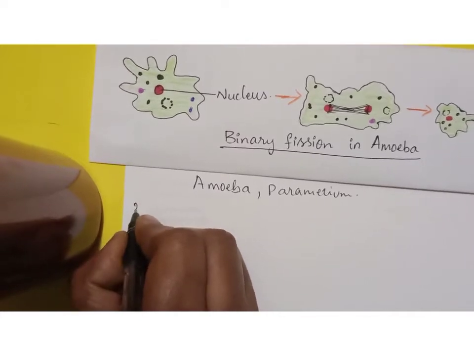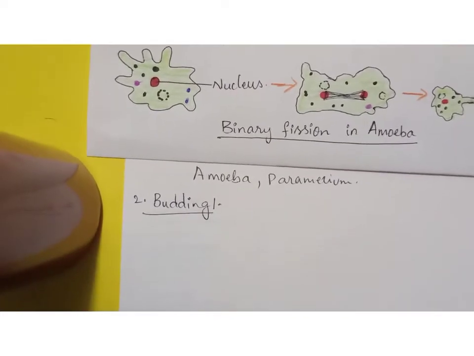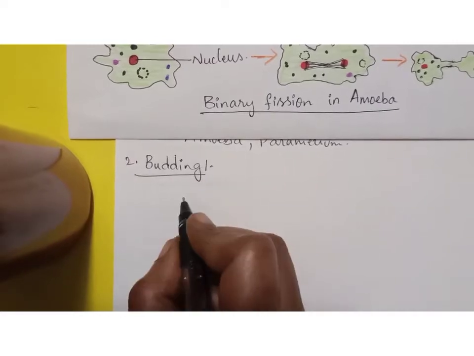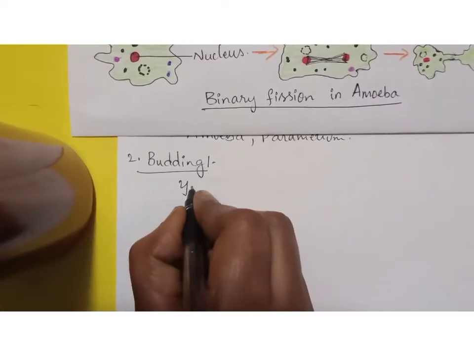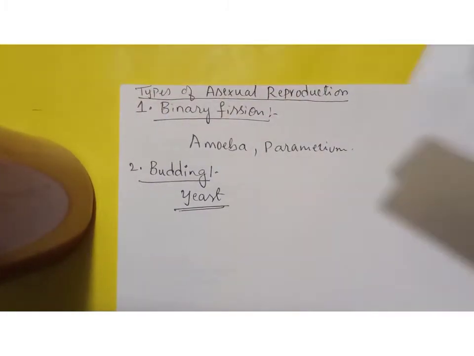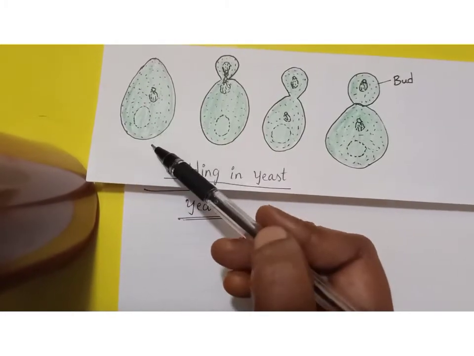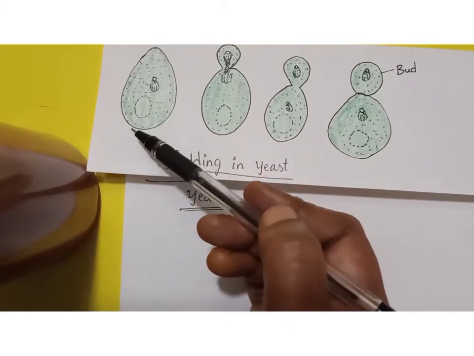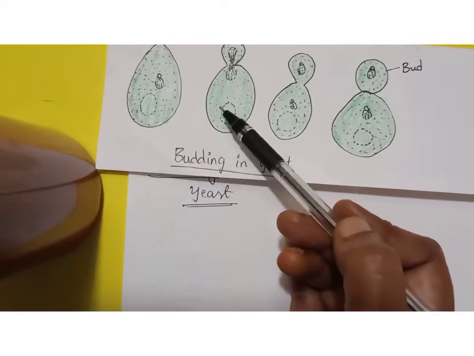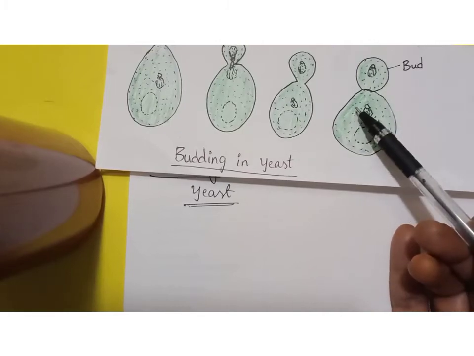So the second type of asexual reproduction is budding. Budding formation. Here it happens in two organisms. The first one I will explain is in the lower organism, that is in the case of yeast. So how does budding take place in yeast? Here the yeast cell, the division in the yeast cell is unequal, and small buds are produced that remain attached initially to the parental cell, which eventually get separated and mature into new yeast organisms.